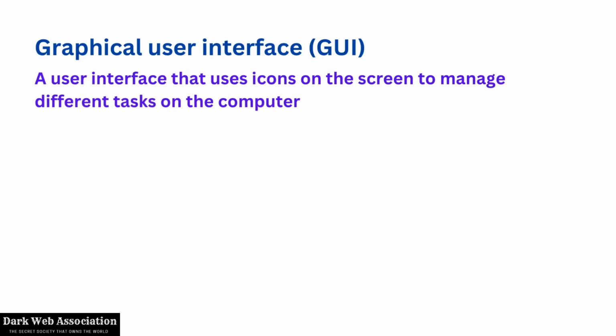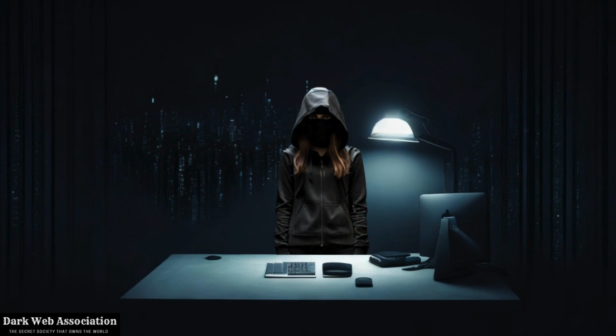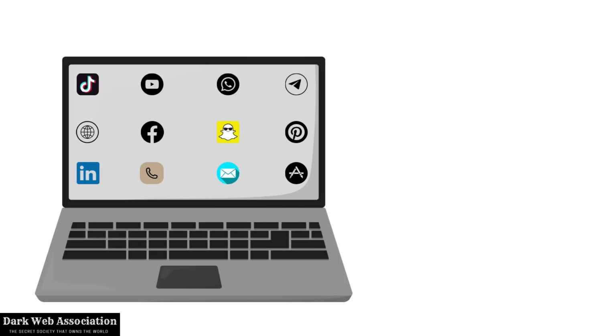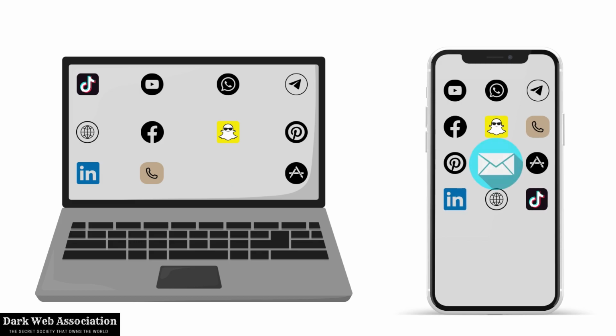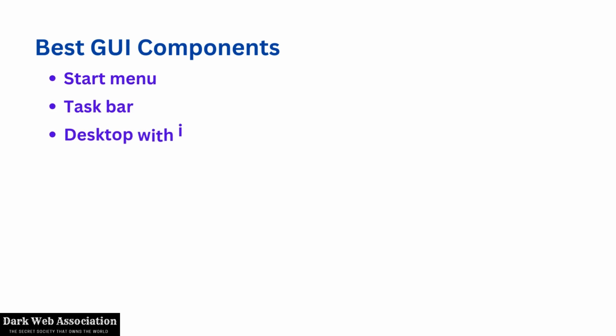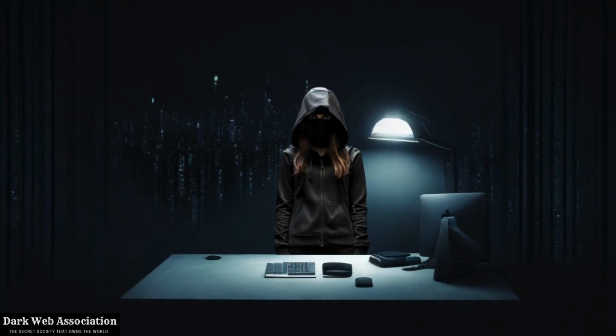A GUI is a user interface that uses icons on the screen to manage different tasks on the computer. Most operating systems can be used with a graphical user interface. If you've used a personal computer or a cell phone, you have experienced operating a GUI. Most GUIs include these components: a start menu with program groups, a taskbar for launching programs, and a desktop with icons and shortcuts. All these components help you communicate with the OS to execute tasks.